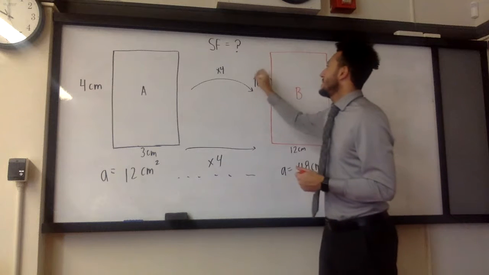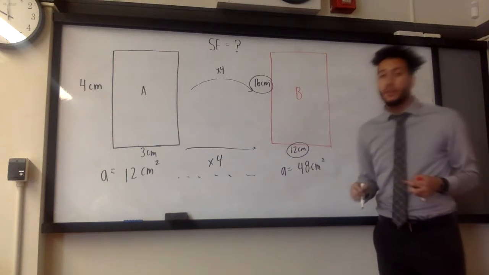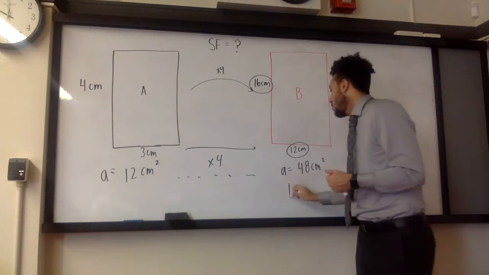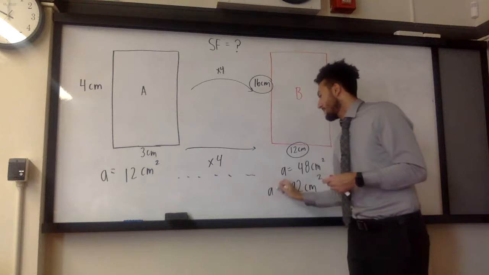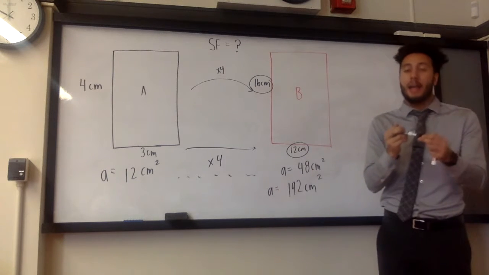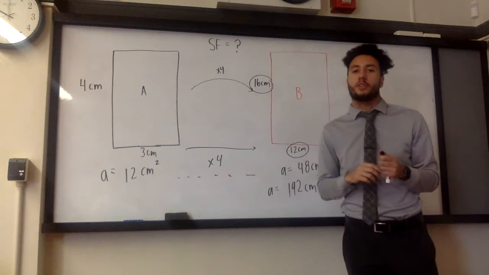As we know, 16 centimeters multiplied by 12 centimeters will not get me to 48 centimeters. It will get me to 192 centimeters squared, which is why you are not scaling the areas. That is a shortcut that will not get you to the correct answer.